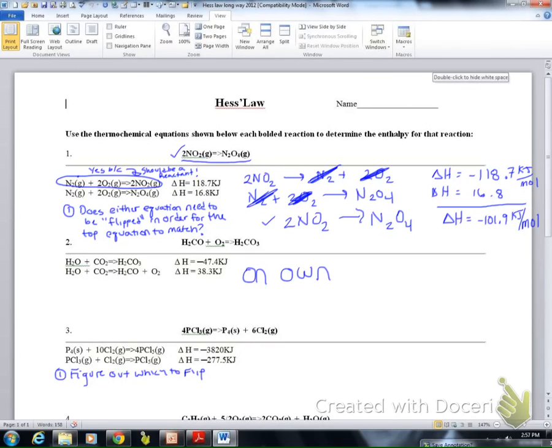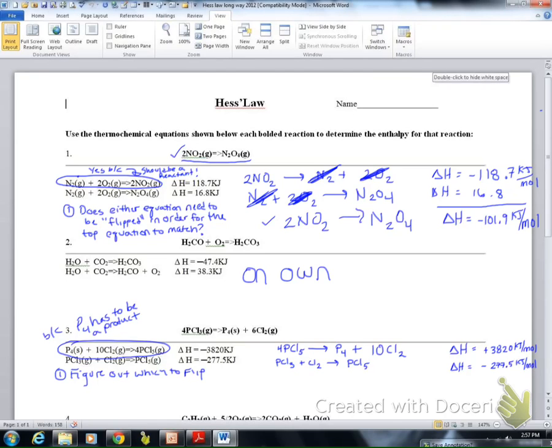And so based on my parent equation, I need to flip the top one because P4 has to be a product. So I'm going to flip the top one, and because I did that, I need to rewrite my heat of formation. It doesn't look like I need to flip the bottom one, so I'm going to rewrite it. And again, because I didn't flip it, I can just write my heat of formation value down.